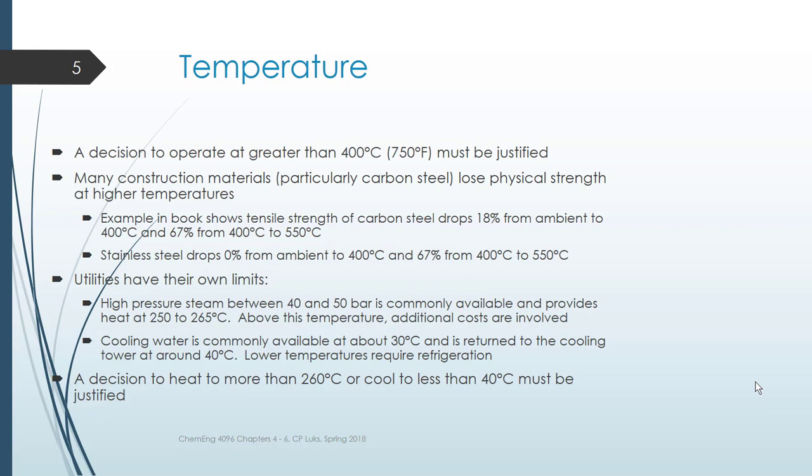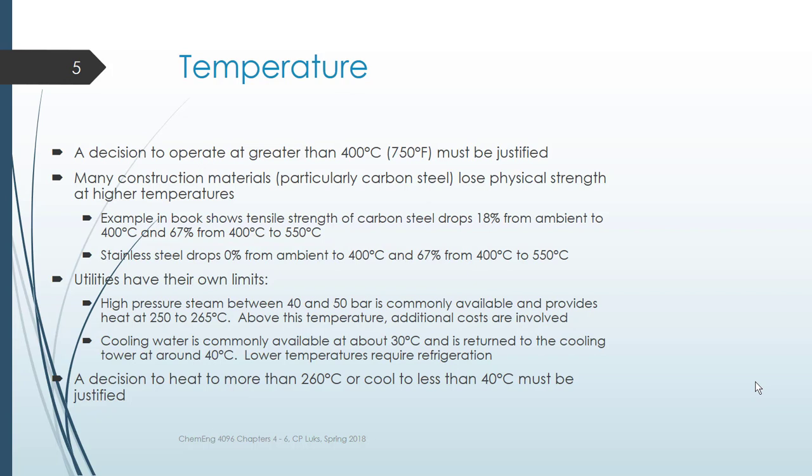In the book, they look at the tensile strength of carbon steel. And at ambient conditions, the strength is really good for carbon steel. But if you take the temperature up to 400 degrees, you've lost 18% of that strength. And if you take it just another 150 degrees, you've now lost 2/3 of the strength, going from 400 to 550. So we try to avoid operating at those other conditions, and if so, we're going to need to change materials to find something suitable.